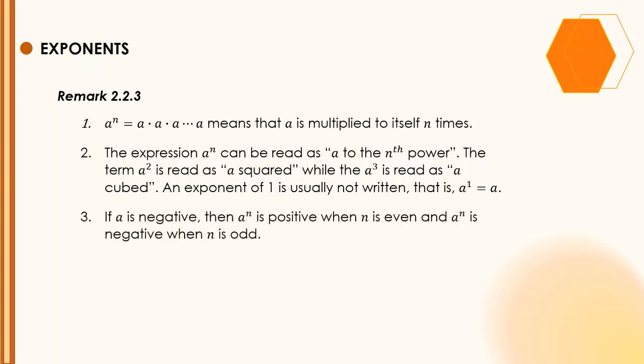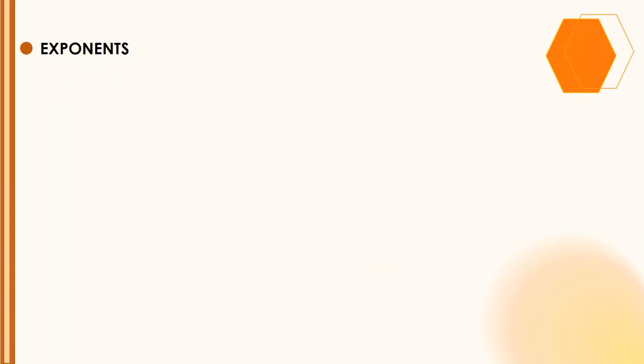Number 3, if a is negative, then a to the power of n is positive when n is even, and a to the power of n is negative when n is odd. 0 to the power of 0 is indeterminate, that is, it has no known value. Magbibigay tayo ng example para ma-apply natin ang definition 2.2.2 and remark 2.2.3.